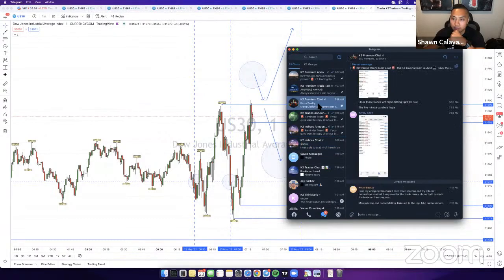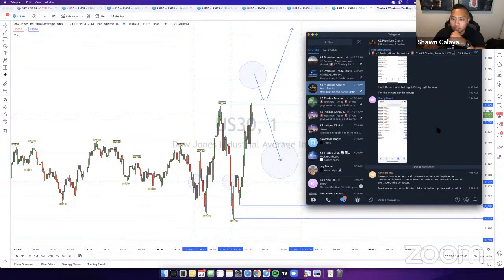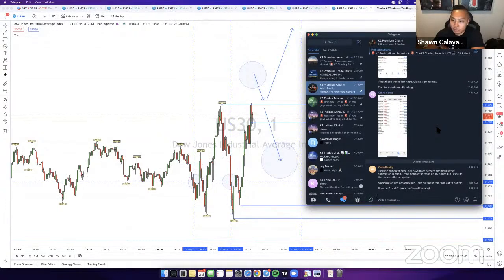So look at the chat here, see if there's anything else. Kevin said, I use my computer because I have more screens and my internet connection is wired. I may monitor the trade on my phone, but I execute the trade on the computer. Manipulation, consolidation, fake out to the top, fake out to the bottom. Breakout? Didn't see a confirmed breakout. Yeah, I didn't see a breakout either.